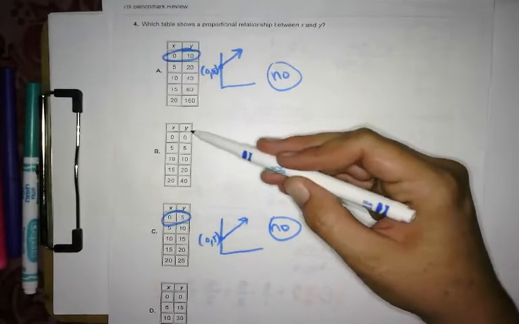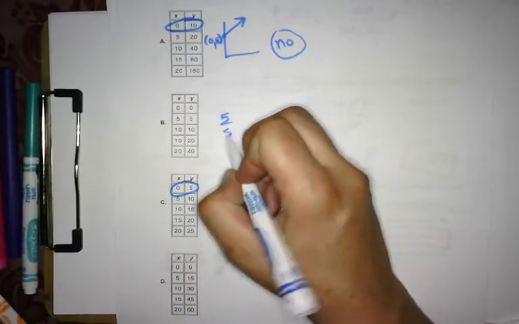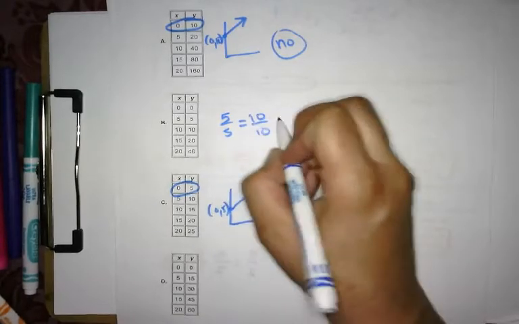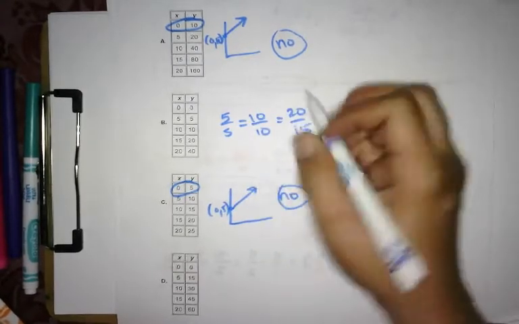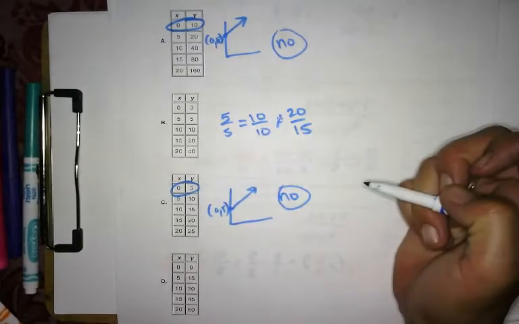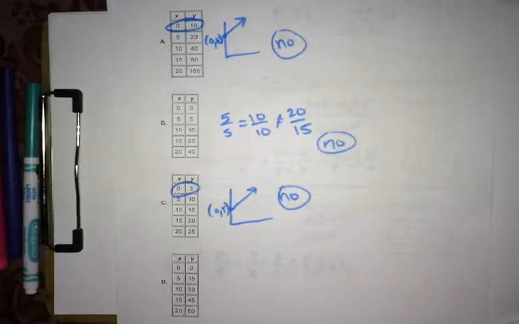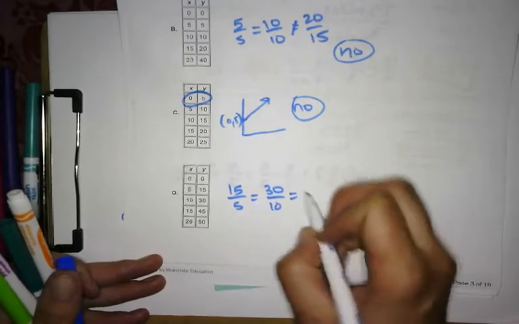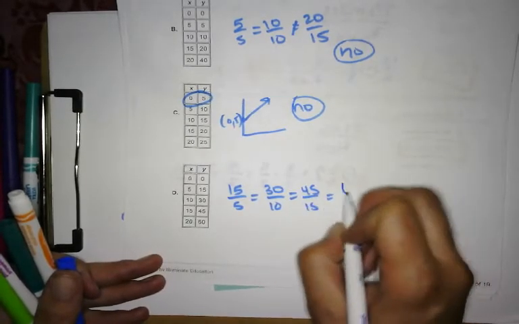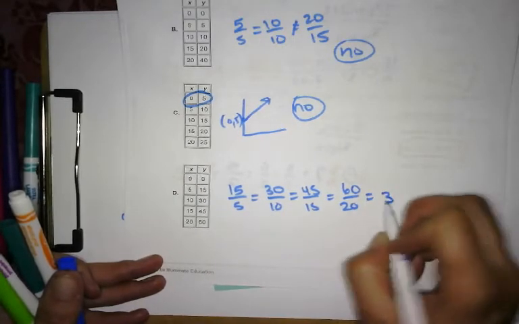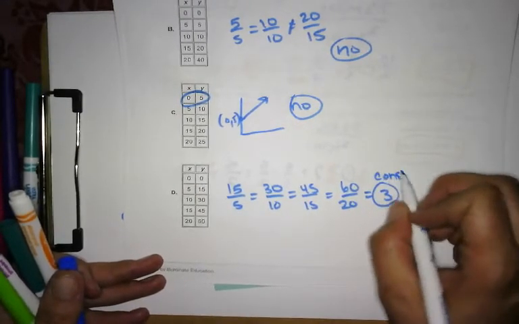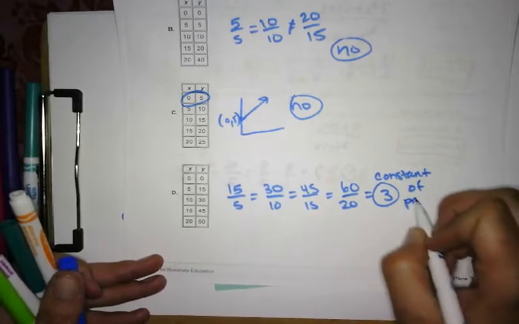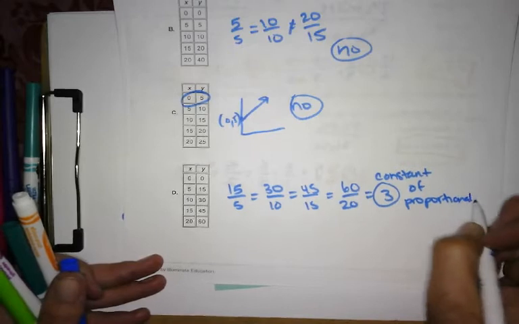So then if I'm checking ones that do have a point at the origin, I can go through and compare my fractions and say 5/5, 10/10, 20/15. What? Already I can say that's definitely not equal, right? So I know right away this is a no. So hopefully this is a yes, or there's something wrong. So let's see. 15/5, 30/10, 45/15, and 60/20 all reduce down to 3. So this is my constant of proportionality.